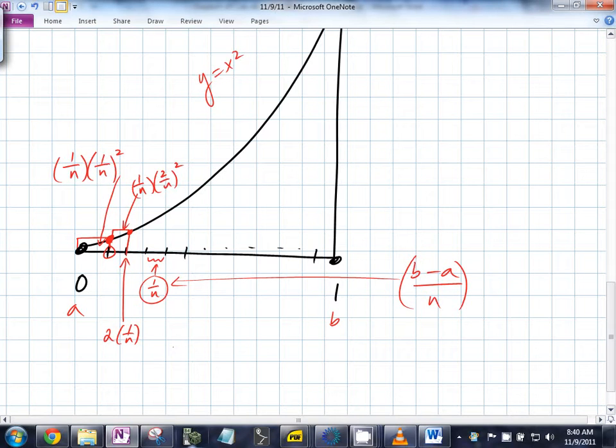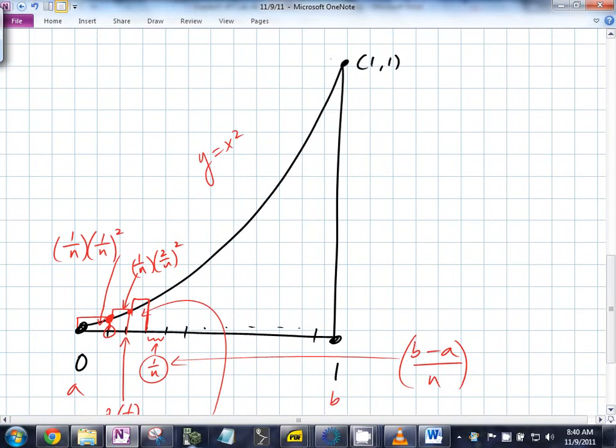You can see a pattern, hopefully. What's that third rectangle going to be? 1 over n times 3 over n squared. It's the function acted upon the x value. This equation only works for the case of x squared. If we change f of x, it just changes the output. So let's do this last one right here. What's the width of this one? 1 over n. What's the height of this one? What's another way to write that?